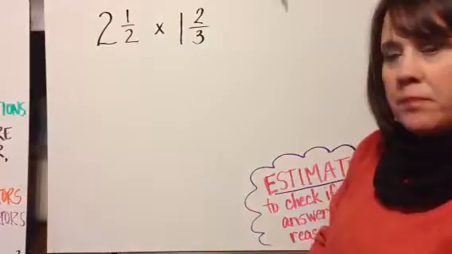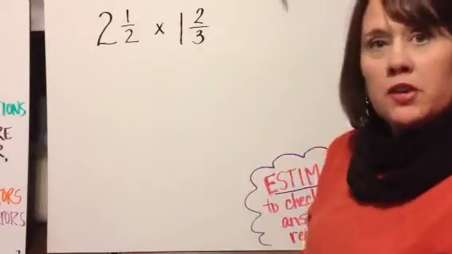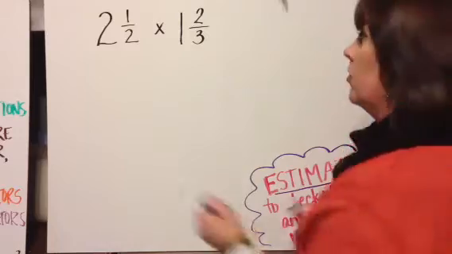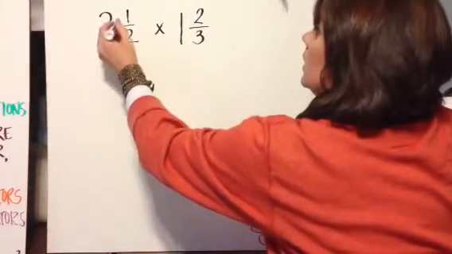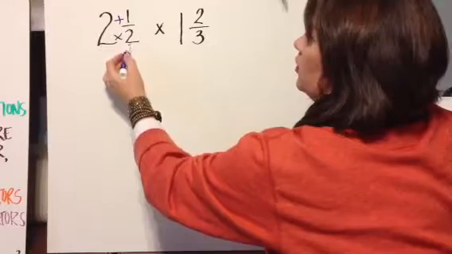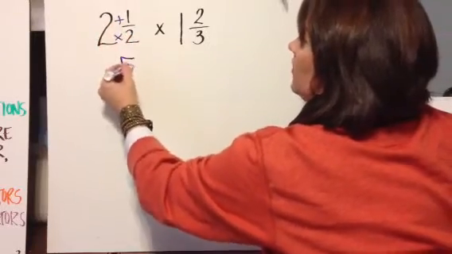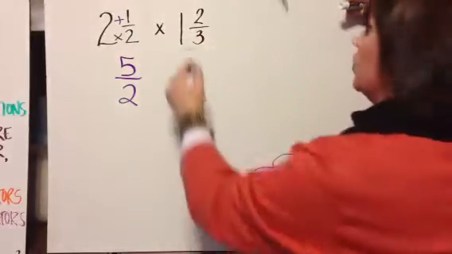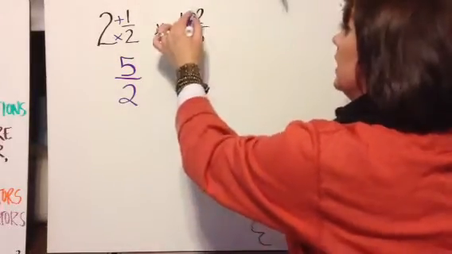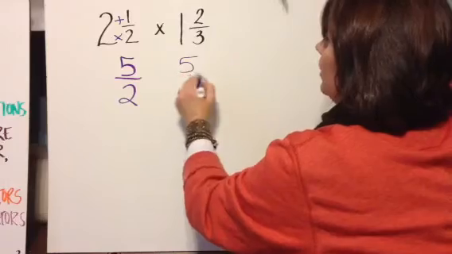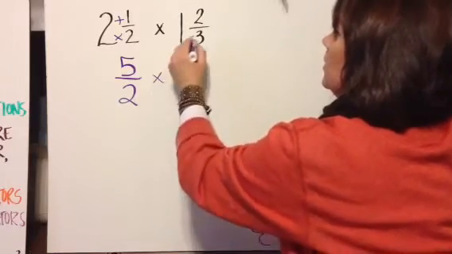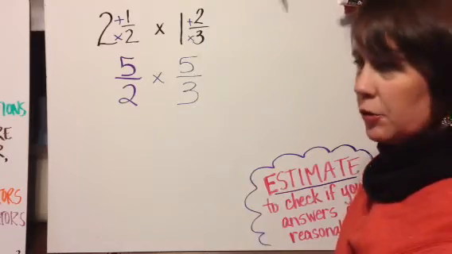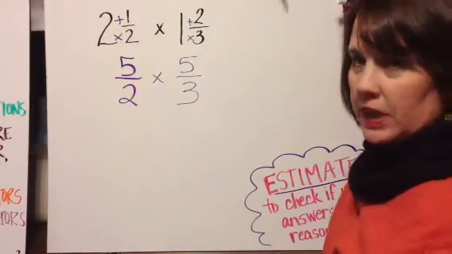Let's try another one. Again, the simplest way to work these is to change our mixed numbers to improper fractions. 2 times 2 plus 1. 2 times 2 is 4, plus 1 is 5, so this becomes 5/2. 1 and 2 thirds is 1 times 3, which is 3, plus 2, which is 5 thirds. And then I multiply numerators and I multiply denominators.